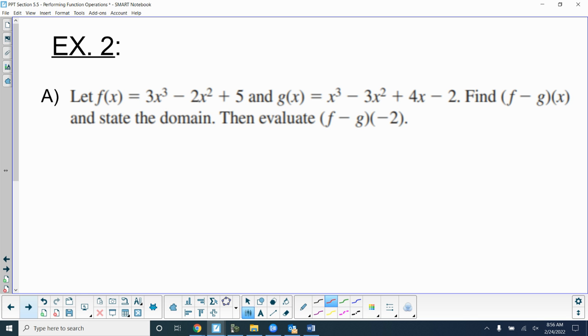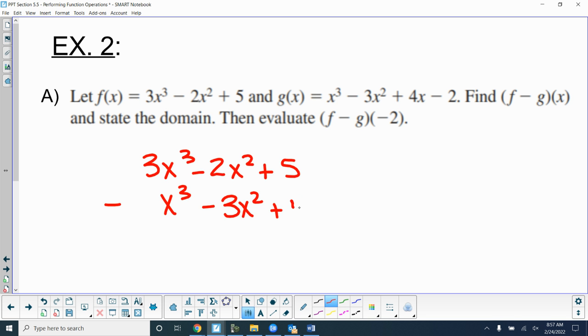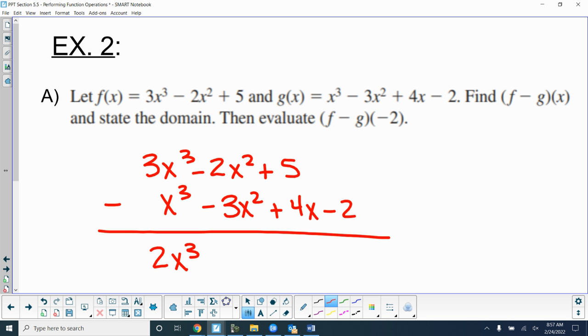So if you want, you could do this and do it vertically if you want. If you want to do it like that, you can. That's easier for you. You don't have to. What's 3x cubed minus 1x cubed? 2x cubed. What's a negative 2x squared minus a negative 3x squared? Minus a negative 3 is plus, so it's 1x squared, right?